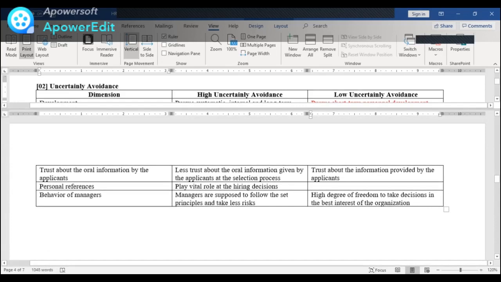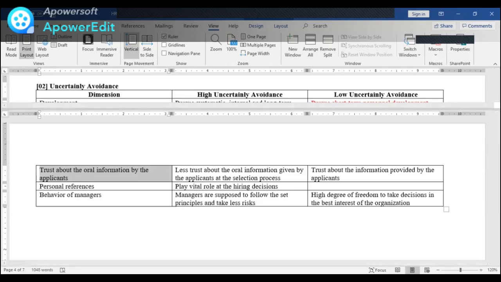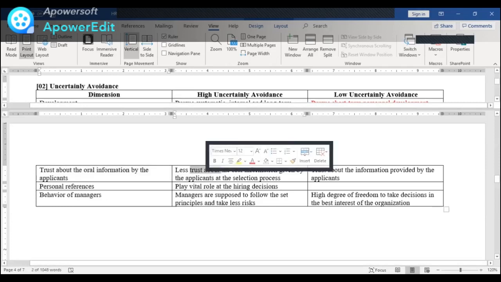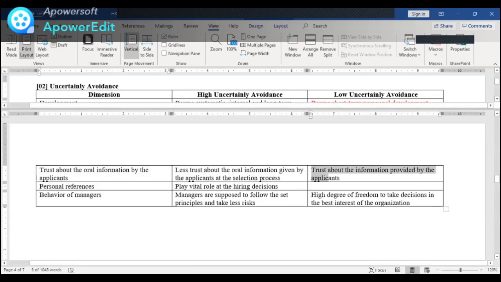Then trust in the oral information given by the applicant. In high uncertainty avoidance culture, there is less trust in the oral information given by the applicant in the selection process. But in low uncertainty avoidance culture, they trust the information provided by the applicant. Then personal references play a vital role in hiring decisions in high uncertainty avoidance culture.